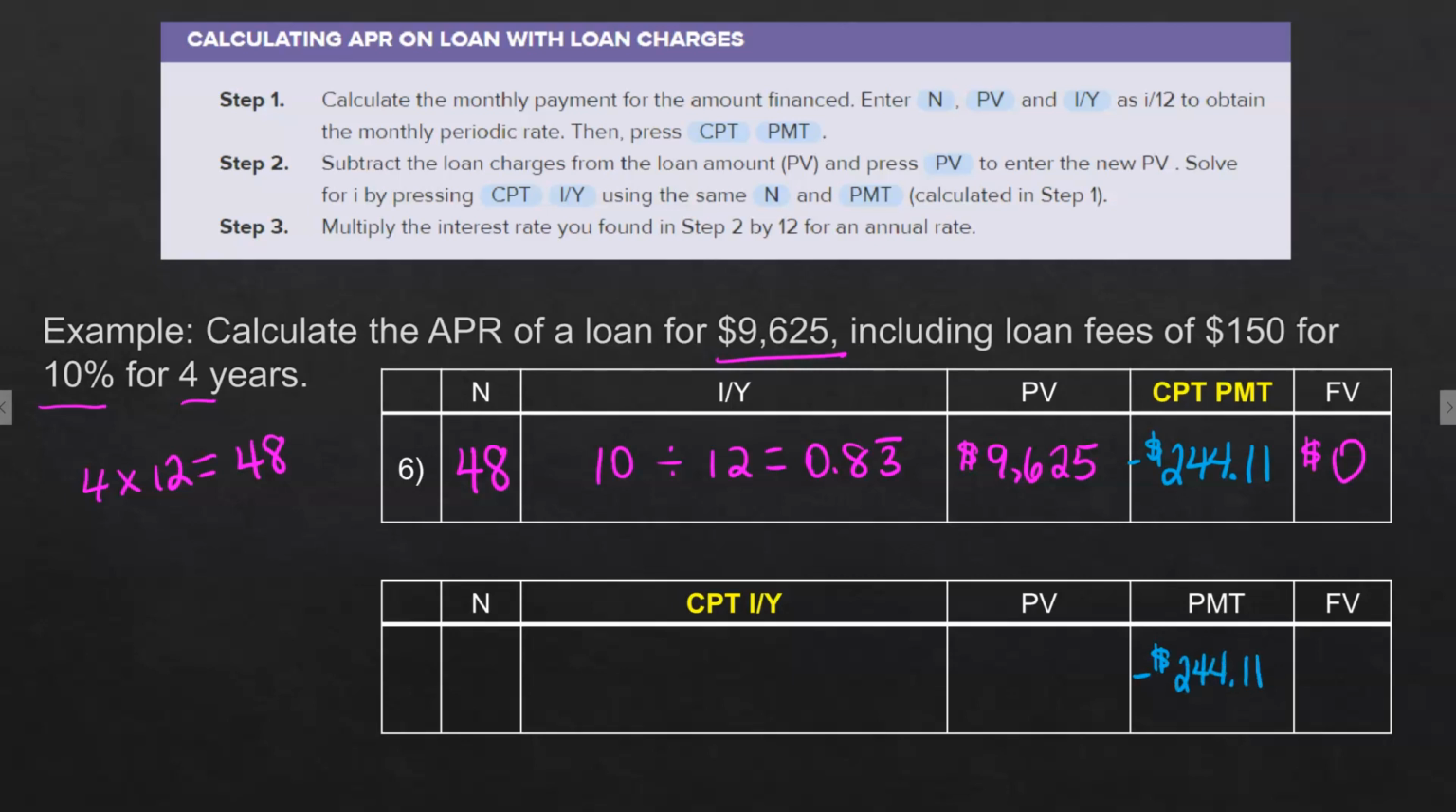244.11, because now we're going to compute the interest rate without those loan fees. Let me get that right. We're going to take the 9,625 and subtract 150, and that's going to be our present value, 9,475. So we actually were purchasing something for 9,475, but we had to finance more because of the loan fee. All right, so 9,475 will be our present value. We're still going to be at 48 months and a 0 on future value.